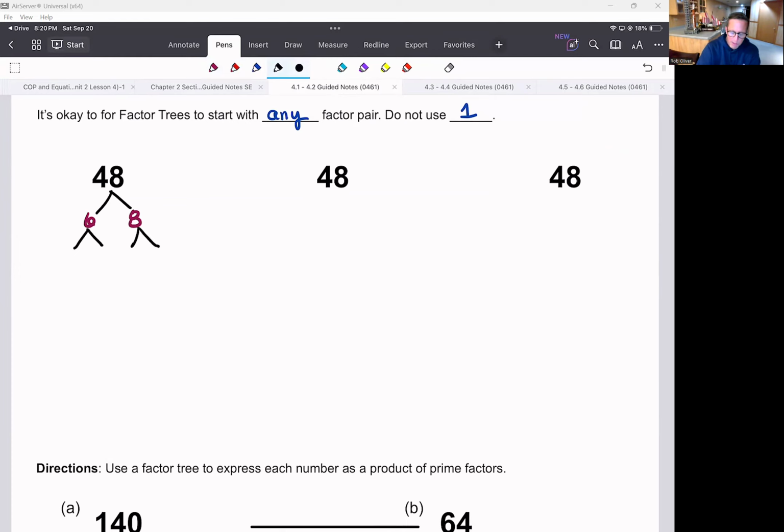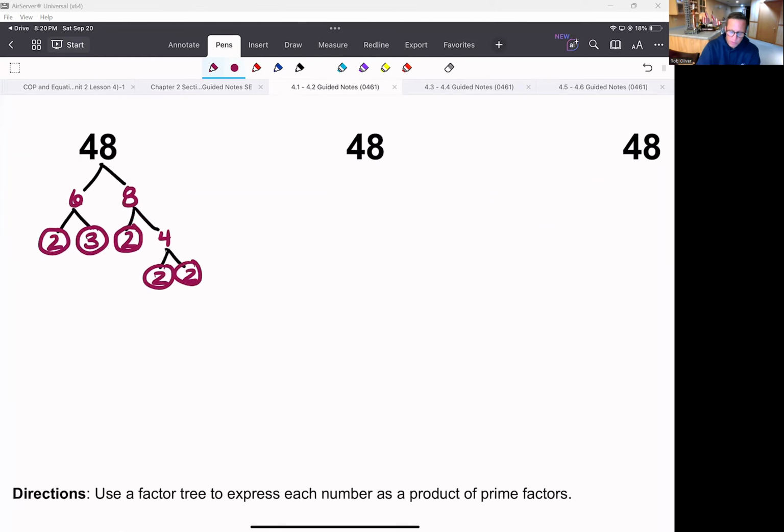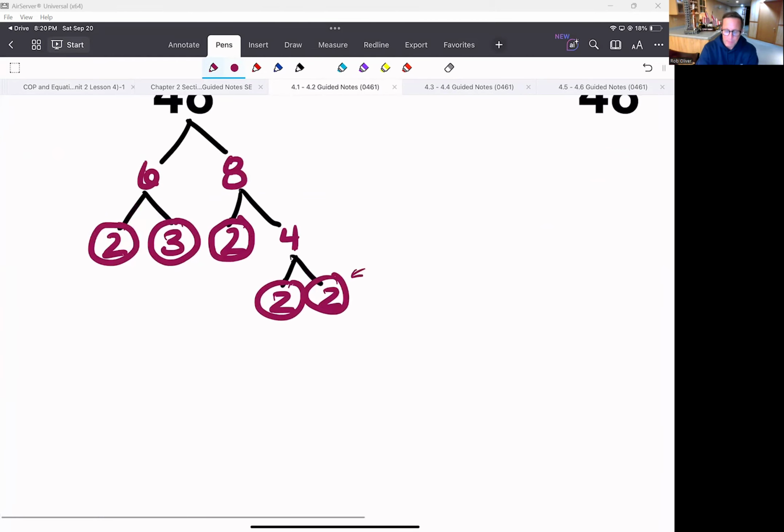So those are both composites, so they can branch off. All right, 6 is 2 and 3. Now those are both prime numbers, so I'm going to circle those. Prime numbers cannot keep branching off. All right, 8 is 2 and 4. Now the 2 is a prime number. All right, 4 can be turned into 2 and 2. 2 times 2. So every branch is basically a multiplication problem. You notice that? So you see how 2 times 3 makes 6, right? 2 times 4 makes 8.